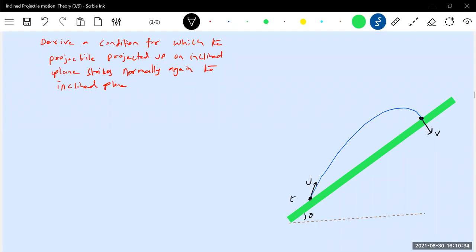At t equals 0, I projected. So let this be alpha. How that angle alpha and theta are related is what? Or what are the conditions? We don't know anything. Okay, let's see what we'll get here. So at point B, it will strike normally.